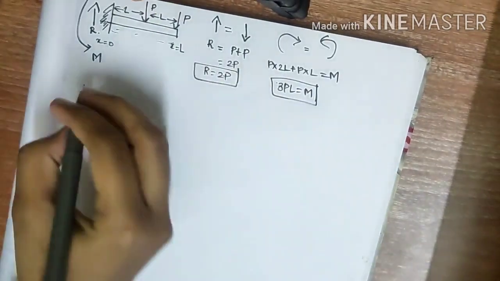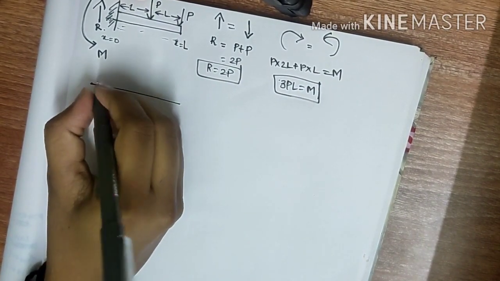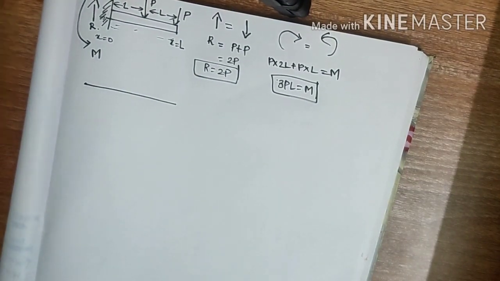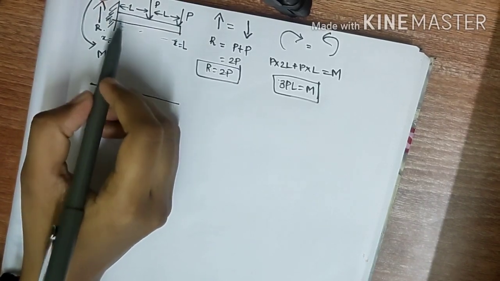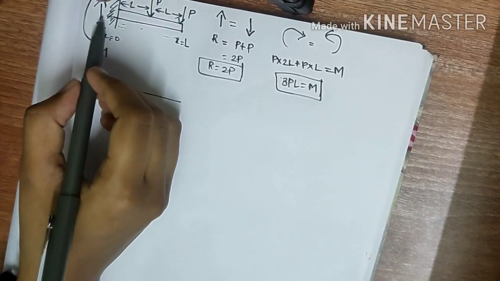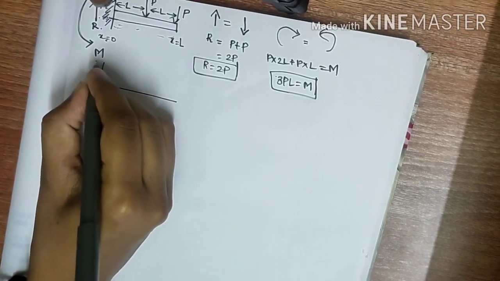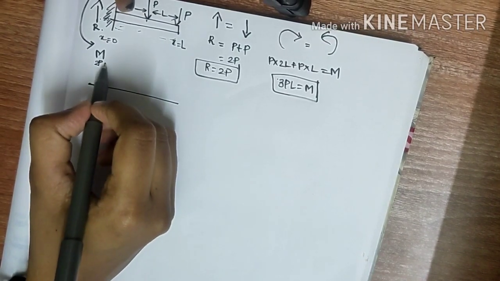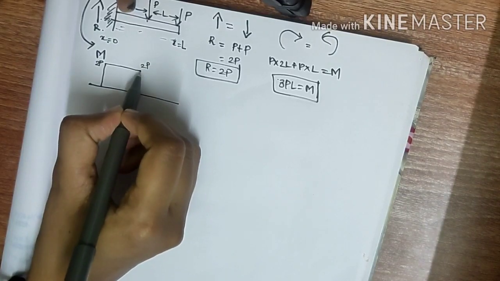Next we want to draw the shear force diagram. To find it, at x equal to 0, what is the force? The force is R, which is nothing but 2P. So at x equal to 0, 2P is acting. At this point there is no other load acting, so it will be constant at 2P till here.